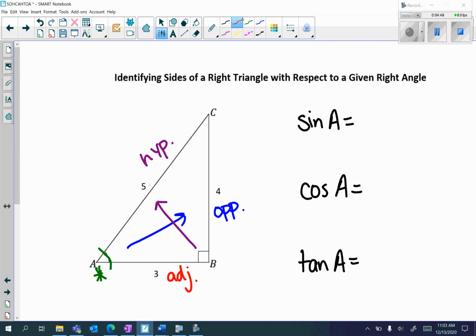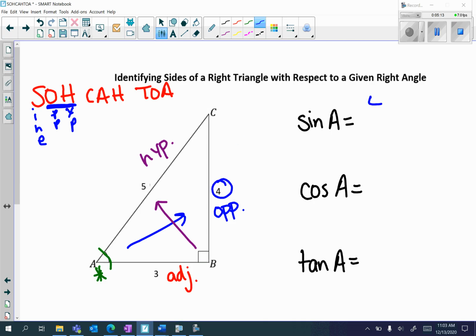Now we're going to use the acronym we just discussed, SOHCAHTOA. So in order to find sine, we use SOH, which means sine is the opposite over the hypotenuse. So let's look at our triangle. Our opposite is going to be 4, and our hypotenuse is 5. So sine of A is equal to 4 over 5.